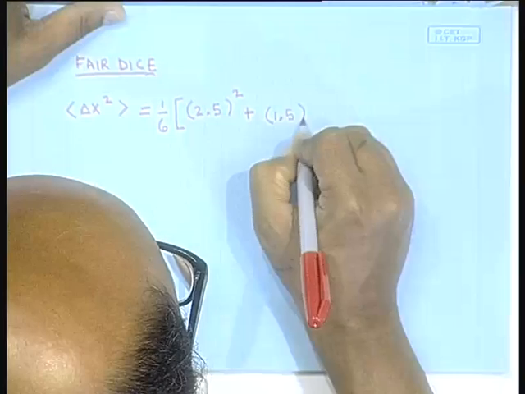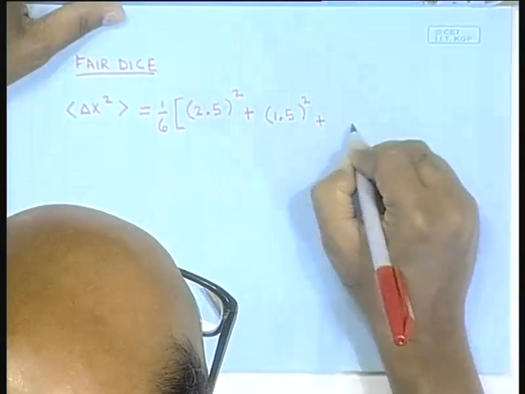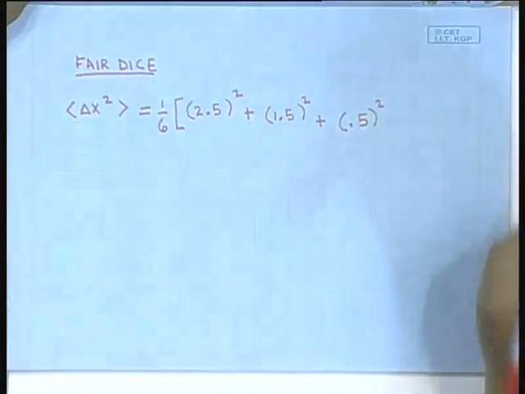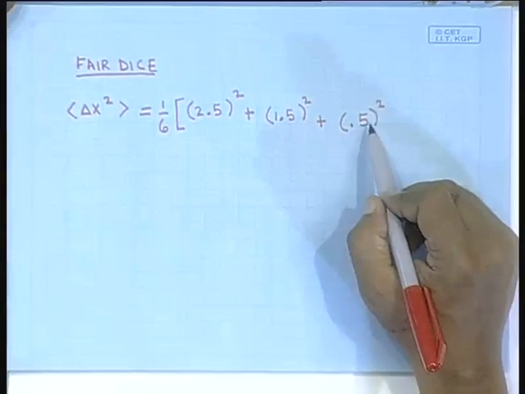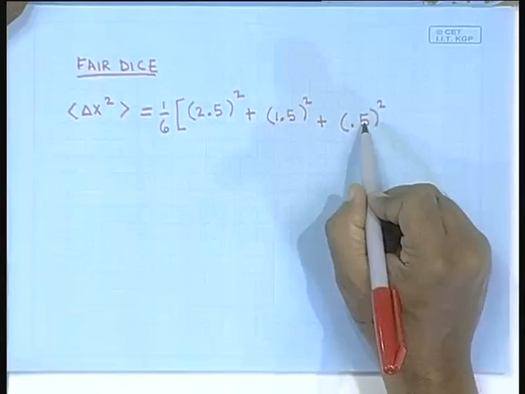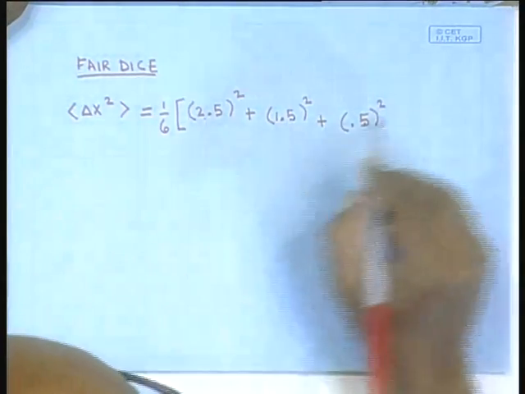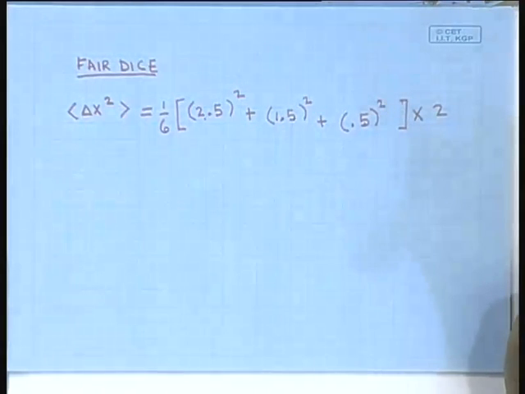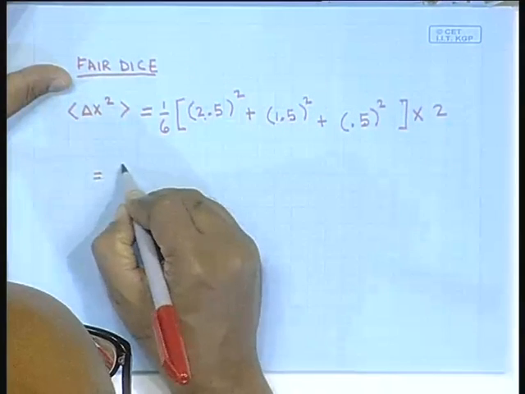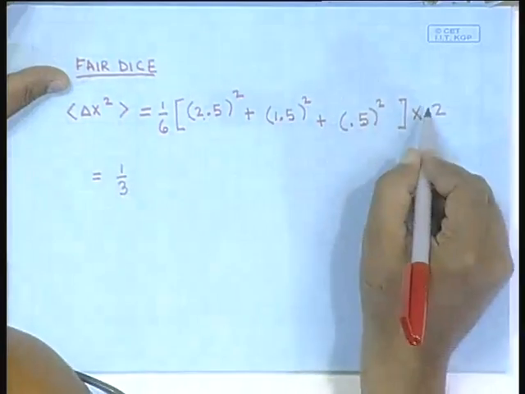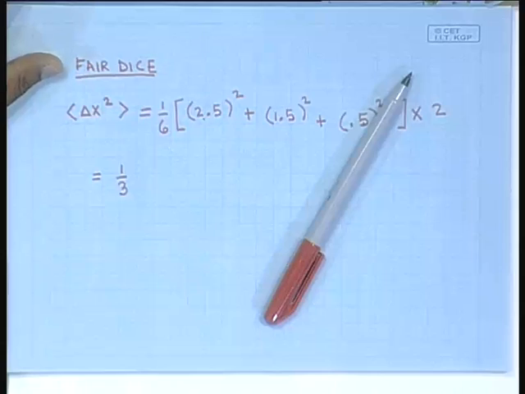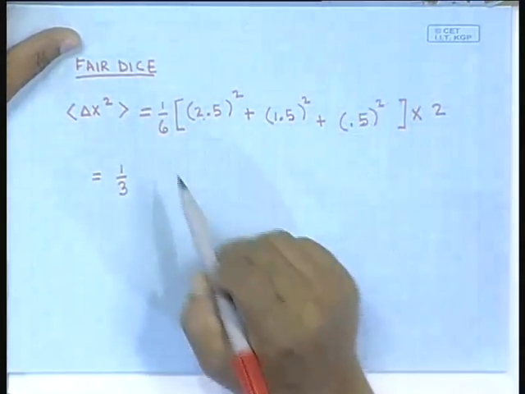1.5 squared plus 0.5 squared, because you can have the outcome 3. For 3 the deviation from the mean is 0.5, and then if you get 4 again you get this, for 5 again you get this, for 6 again you get this. So, it is basically this into 2. So, we have to calculate this. 2 divided by 6 gives us a factor of 1/3, and then 2.5 squared.